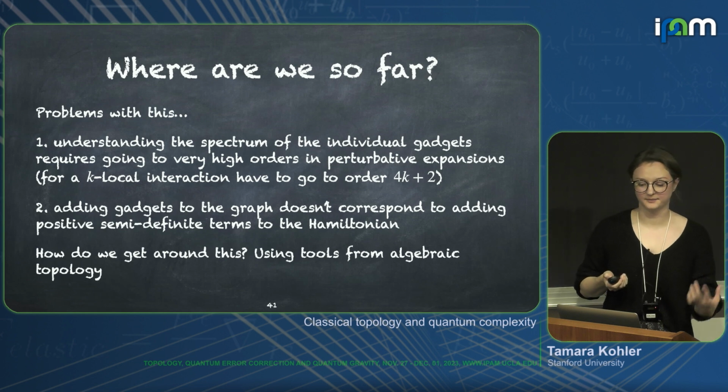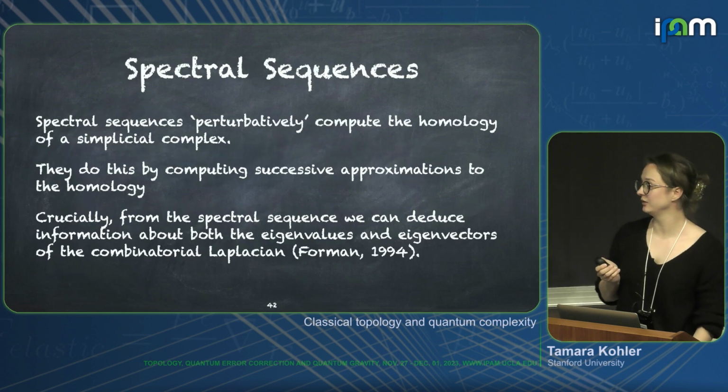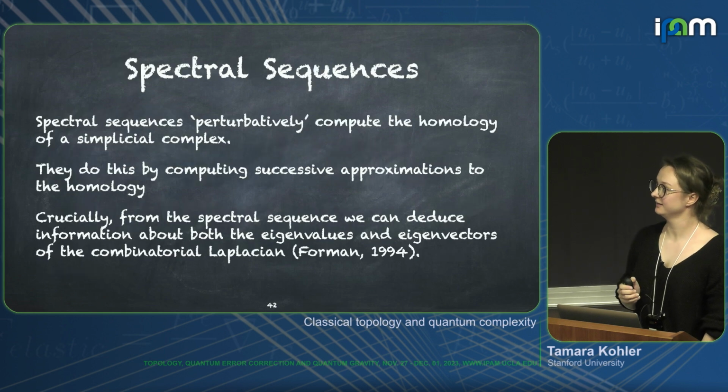Okay, so we can't use standard techniques from quantum information theory to do this final step. What are we going to use instead? We're going to use tools from algebraic topology. And in particular, we're going to use what's known as spectral sequences.